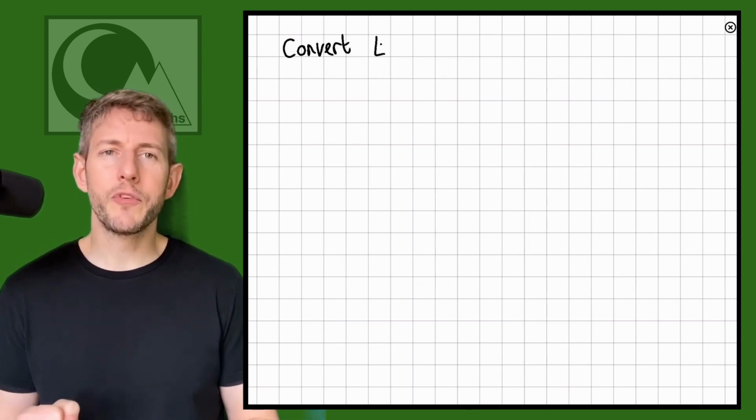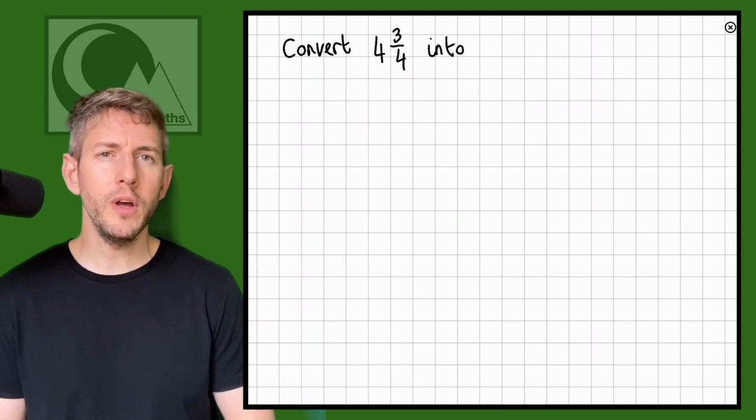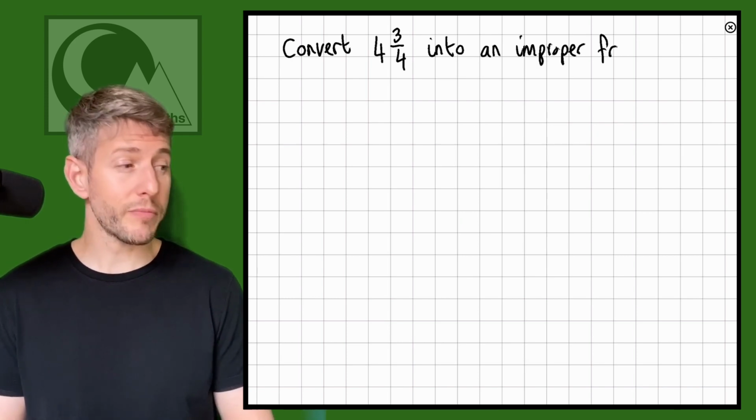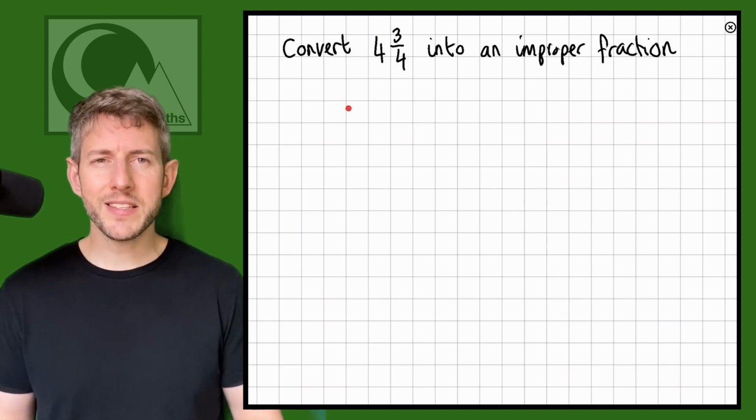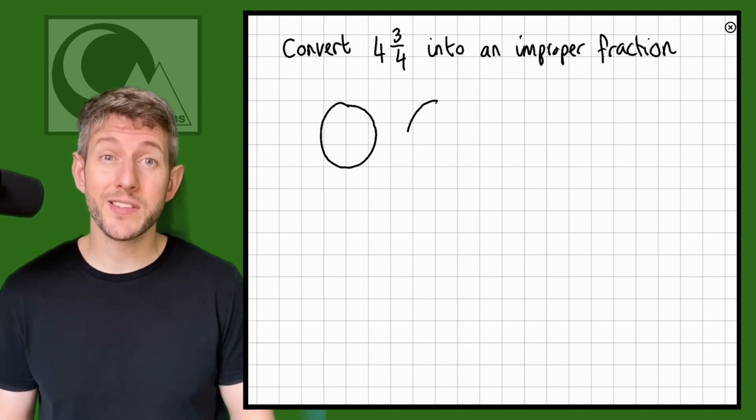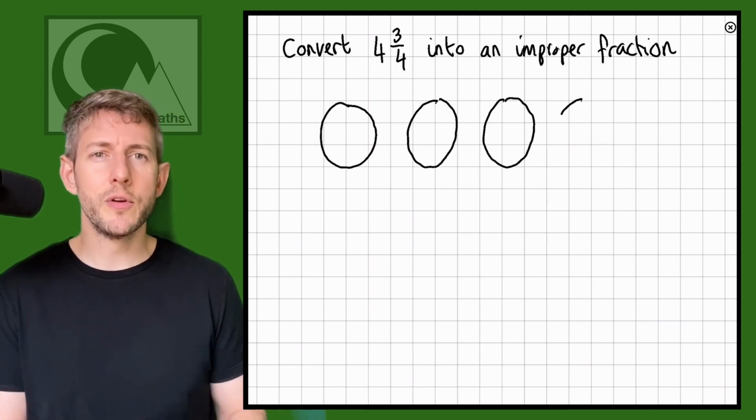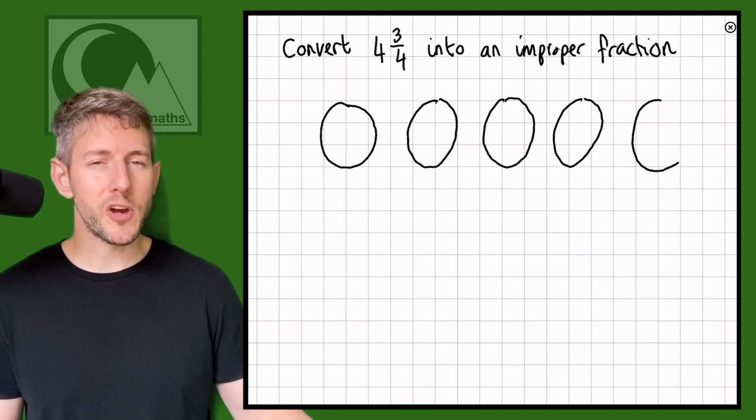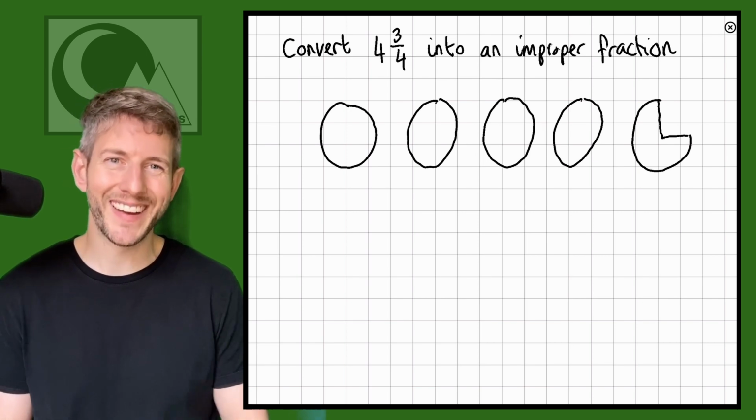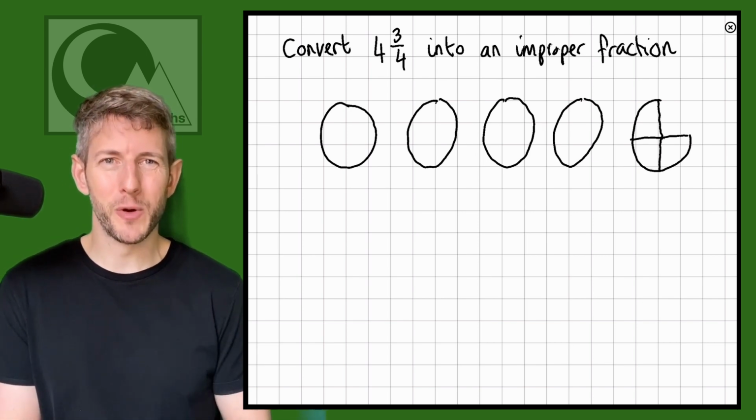So here we go. We've got a question which says convert 4 and 3/4 to an improper fraction. So again, let's think about this like biscuits. Okay, so we've got 1, 2, 3, 4. So we have 4 whole biscuits. And this time we ate 3/4 of a biscuit. Okay, so we've drawn that as 3/4 of a biscuit there.